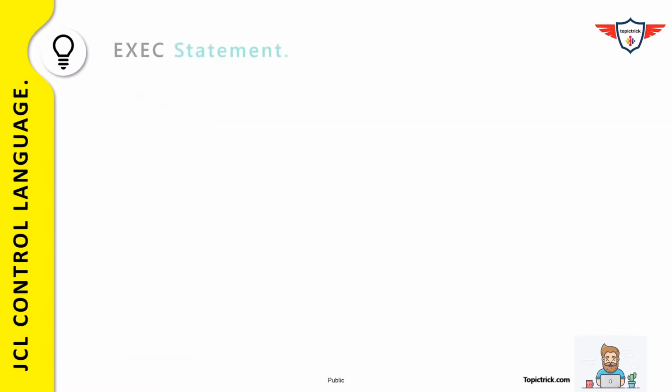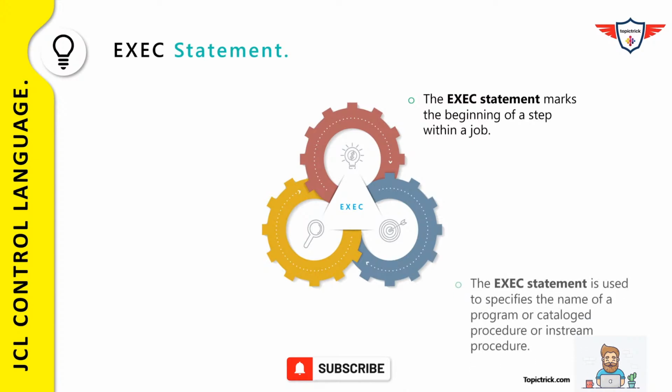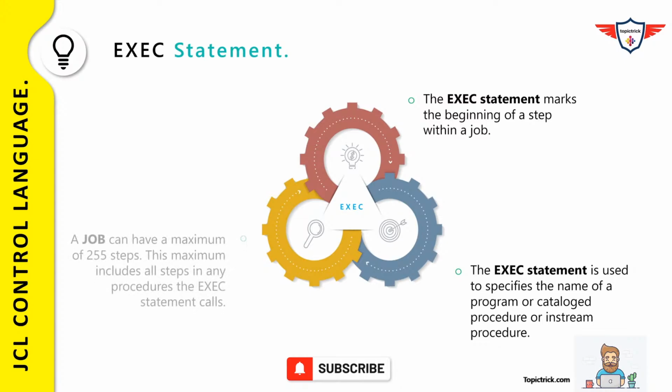Now let's focus on the execute control statement or exec statement. As you know, the exec statement marks the beginning of a step within a job. And I hope you remember that the job control statement marks the beginning of a job, and exec statement marks the beginning of a step within that particular job, right? And the exec statements are generally used to specify the name of a program or a catalog procedure or an instream procedure that you want to execute.